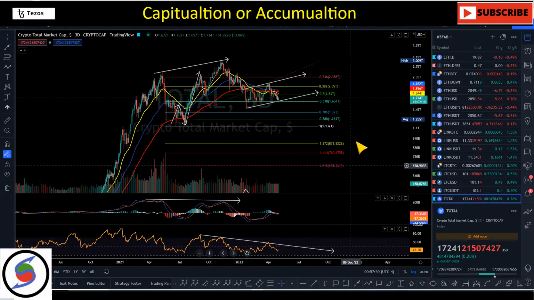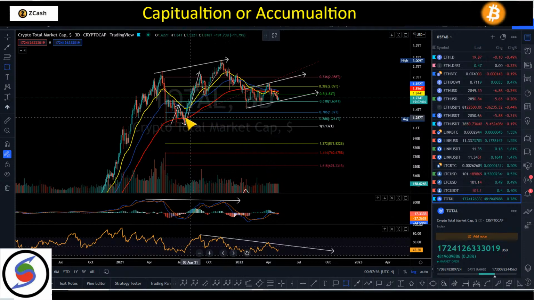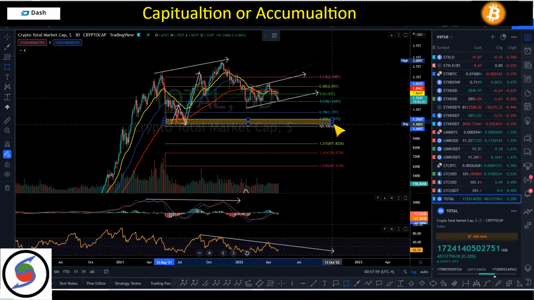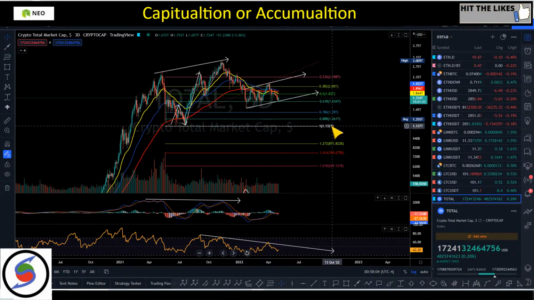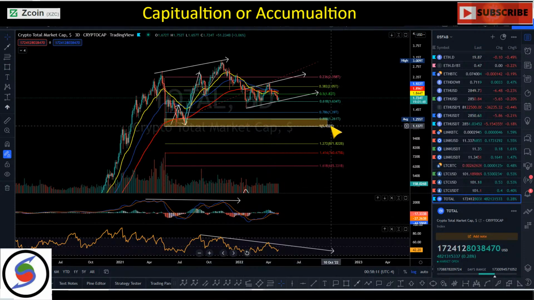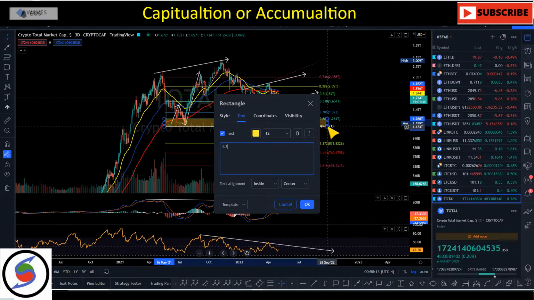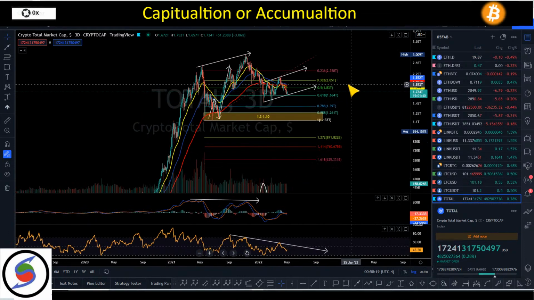The next temporary support based on Fibonacci is going to be just about a 0.888. I would even say from 0.888 all the way down to 100% retracement. So you would be looking at 1.3 to 1.1 trillion for the next temporary support.